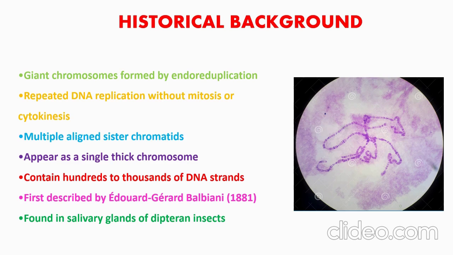With each successive round of replication, the number of chromatids doubles, resulting in a chromosome composed of hundreds to thousands of identical DNA strands bundled together. Polytene chromosomes were first described by Balbiani in 1881 during studies on the salivary gland cells of dipteran insects.